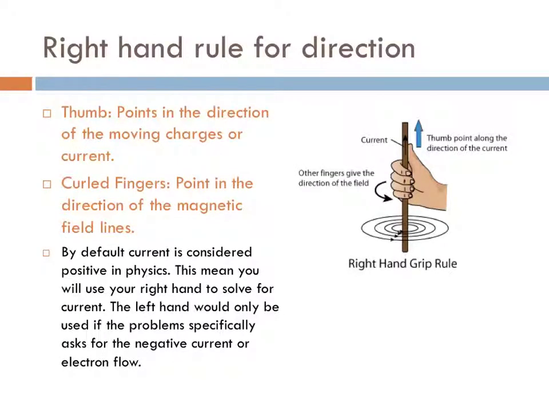Now this right-hand rule is a curling rule. That means that your thumb is going to point in the direction of the moving charges or the current, and your fingers are going to curl around the wire, and the direction that your fingers point is the direction of the magnetic field lines, like you see in this picture.